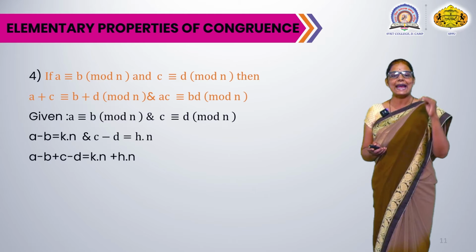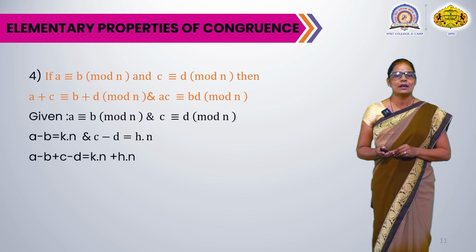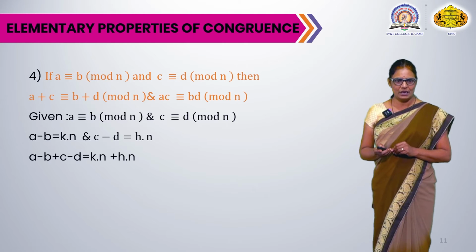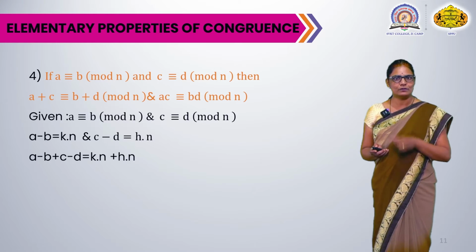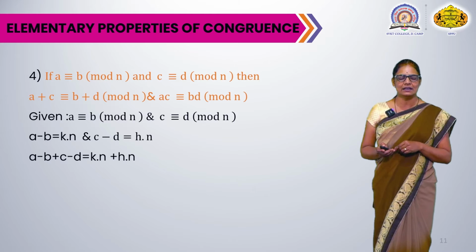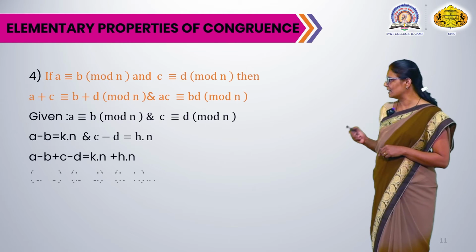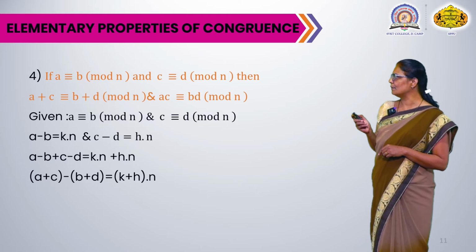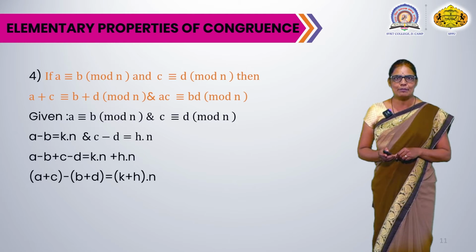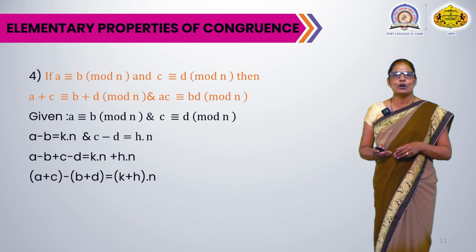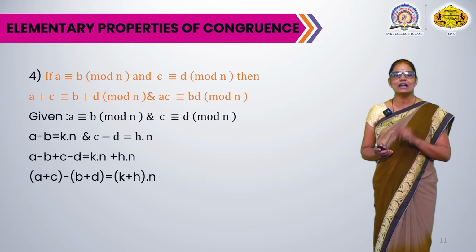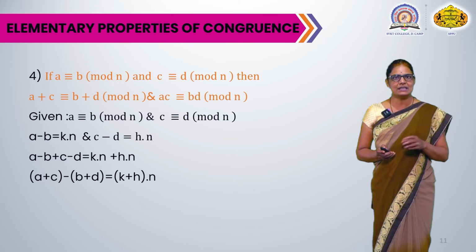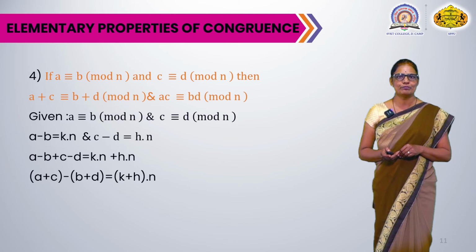If you observe carefully, adding these two, we get A minus B plus C minus D equals K times N plus H times N. If we rearrange the terms, we combine A and C, and B and D. So this can be written as (A plus C) minus (B plus D), which is the same as, taking N as common, (K plus H) times N. So the difference is a multiple of N, which implies A plus C is congruent to B plus D modulo N.